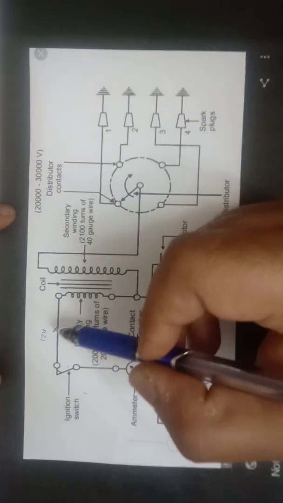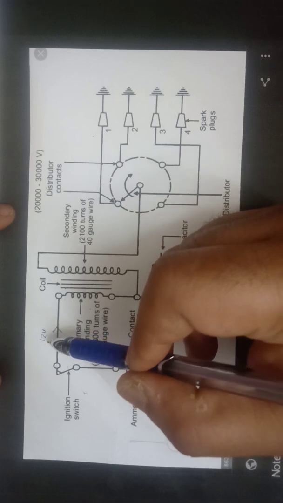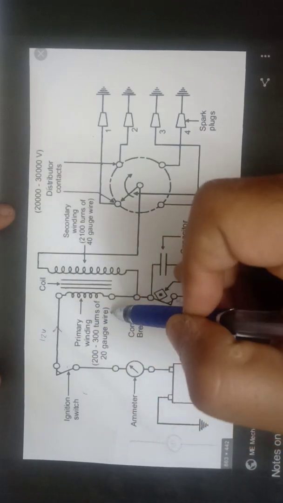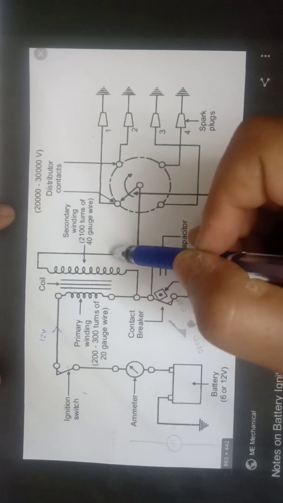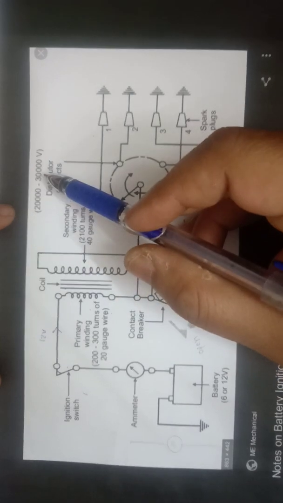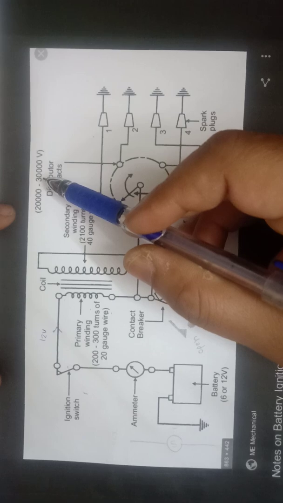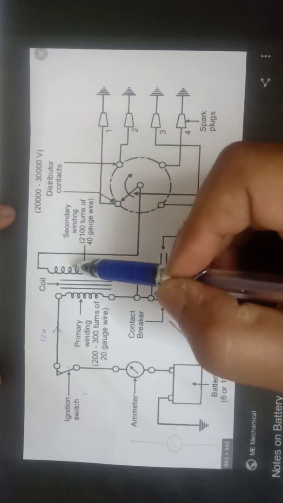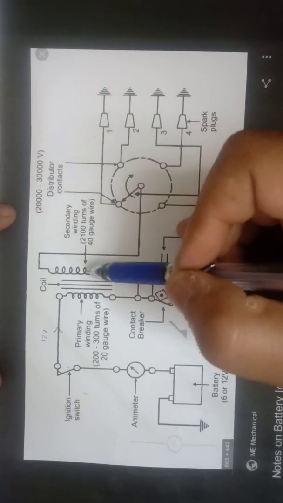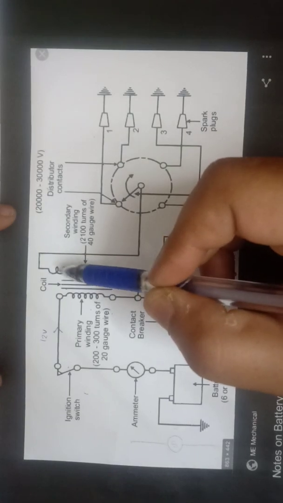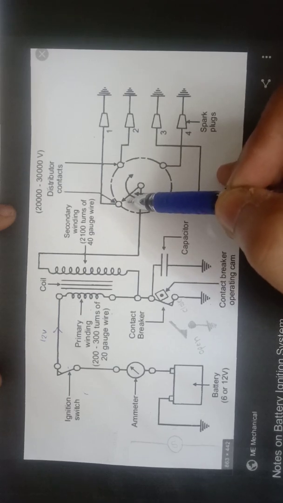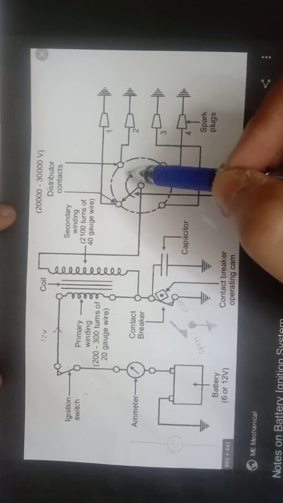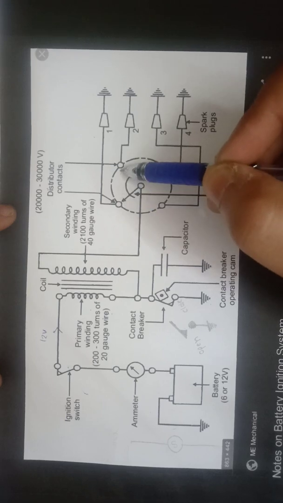So in the primary the voltage will change from 12 volt to 0, and in the secondary the voltage will gain from 0 volt to 20,000 to 30,000 volt. By this principle, 20,000 to 30,000 volt is generated in the secondary coil. This voltage will go through this distributor. This distributor is connected to the camshaft of the engine, so when the camshaft rotates, this probe will also rotate.